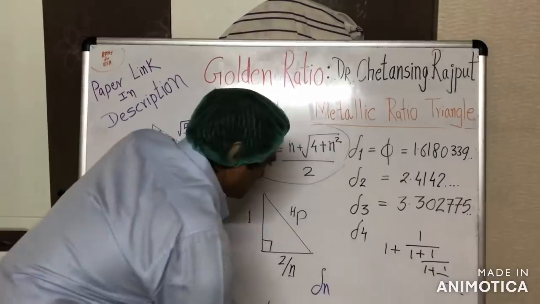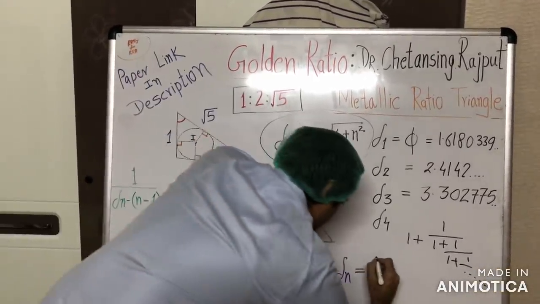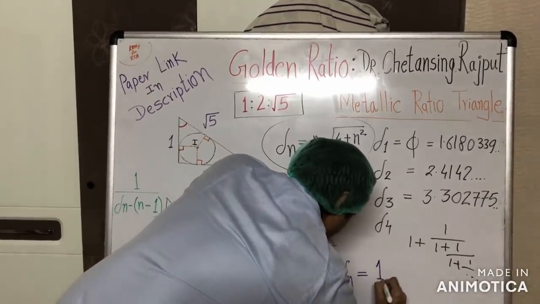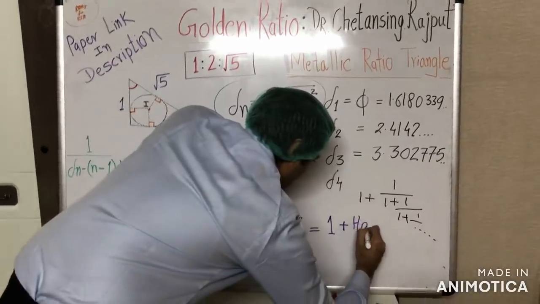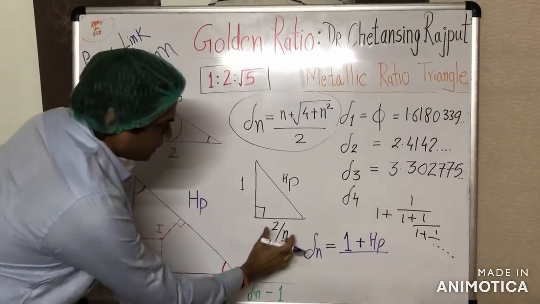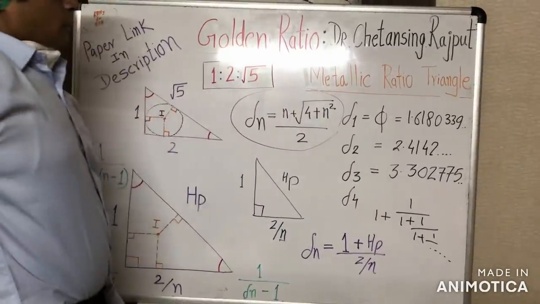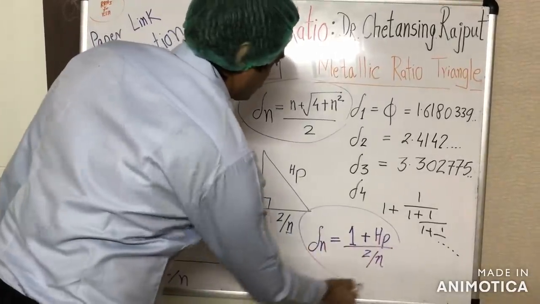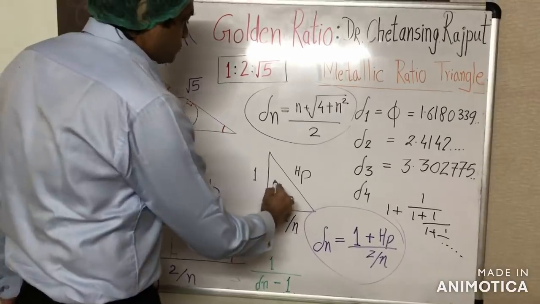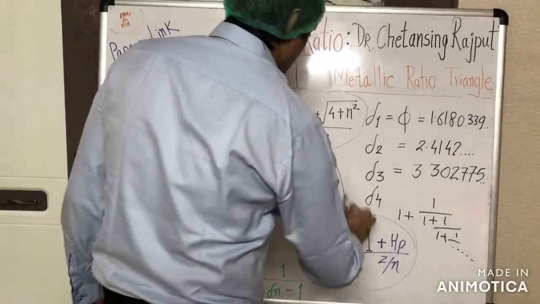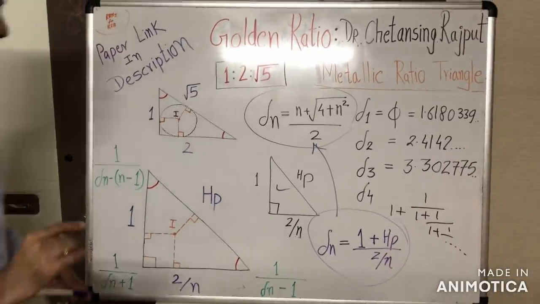And such right triangle can precisely express any nth metallic ratio by this formula: delta n, the value of that nth metallic mean, is equal to this cathetus 1 plus hypotenuse upon the second cathetus 2 upon n. And the value we get from this formula, the value of nth metallic mean which we get from this special right triangle, is precisely equal to this value. Okay, let me elaborate.